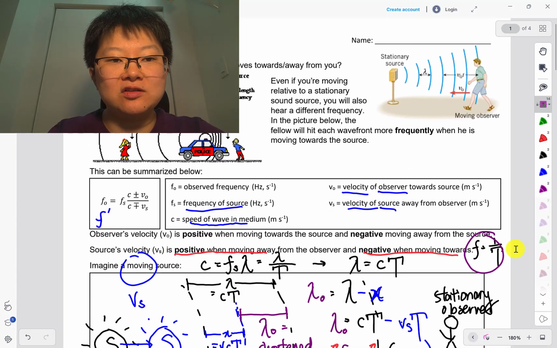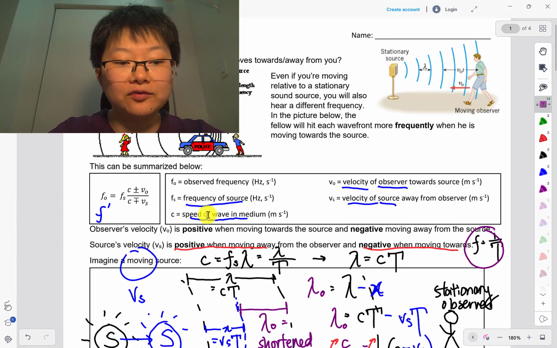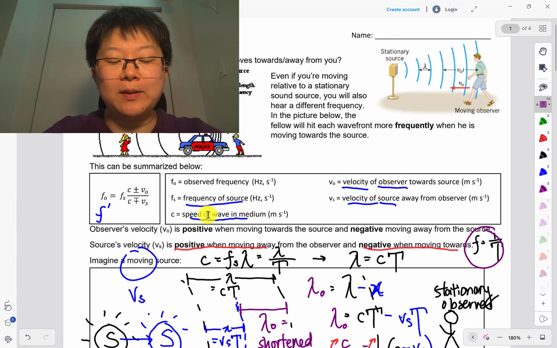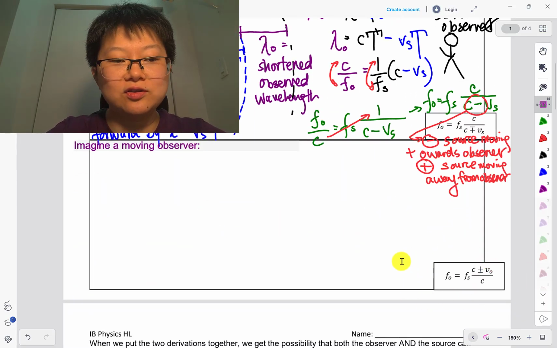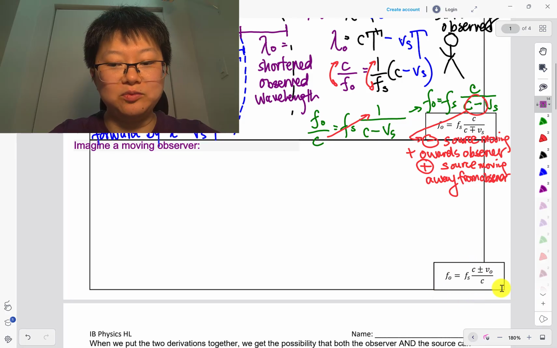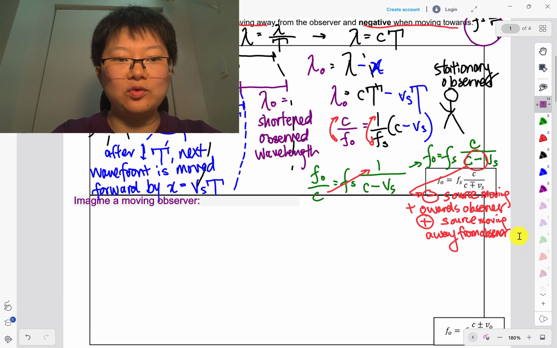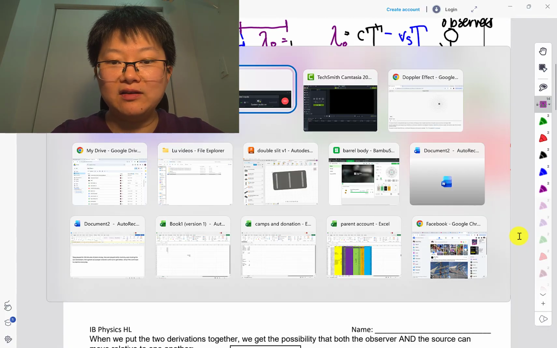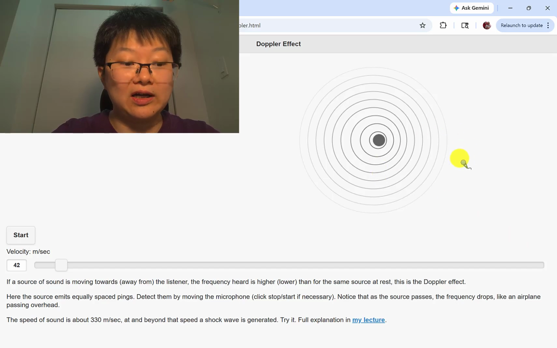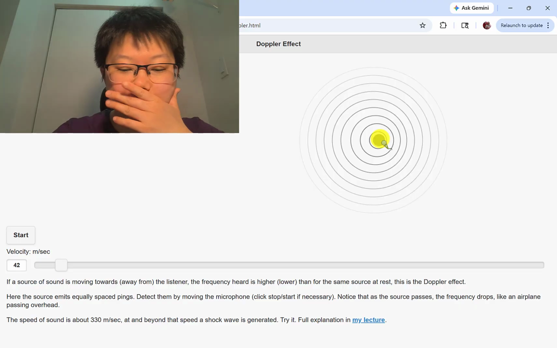This is specifically the derivations for the equation that we see here for the Doppler equation. In part 2, I'm going to derive this part of the equation, which has to do with the moving observer. So in part 1, we derived the moving source. For the moving observer, before we begin, I want to show us how this works in terms of the visual.